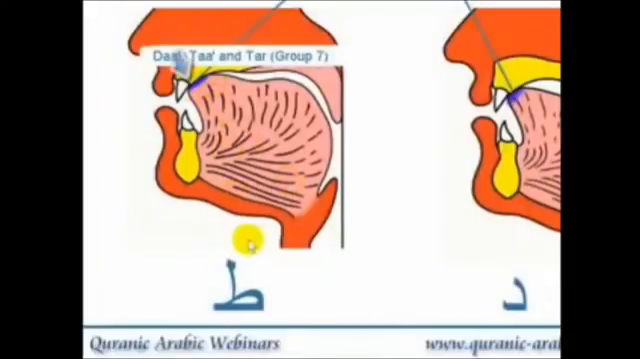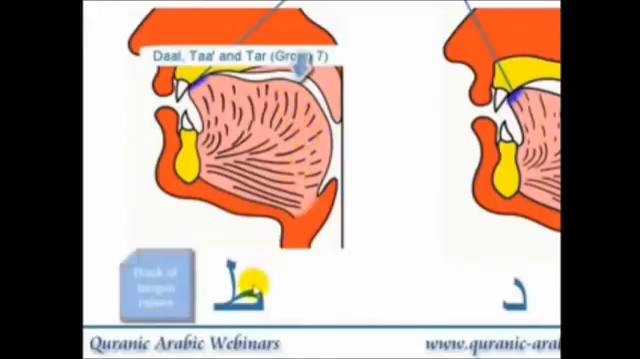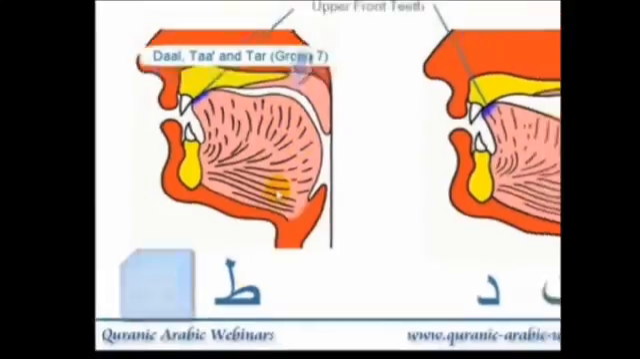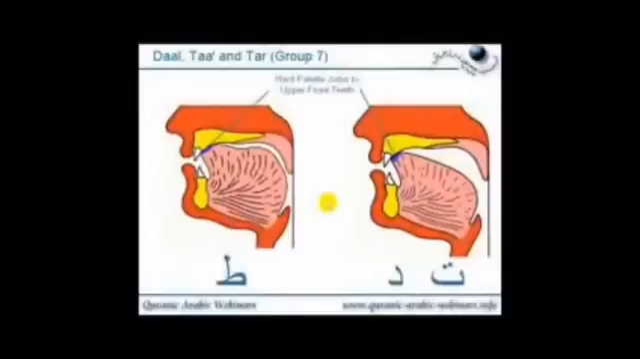And the other one we have is the letter Bo, Bo. So you apply a bit more pressure on the front of the tongue this time, and the back of the tongue raises a little bit. Bo, Bo. So that was group 7.